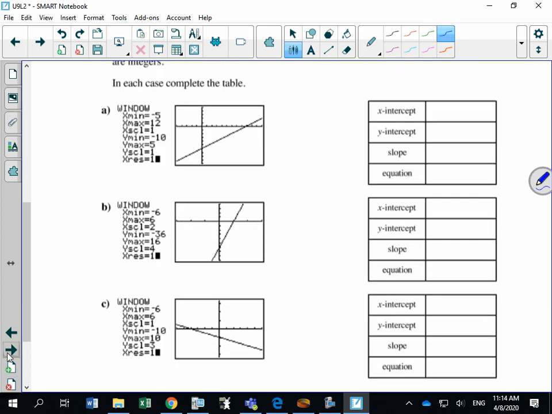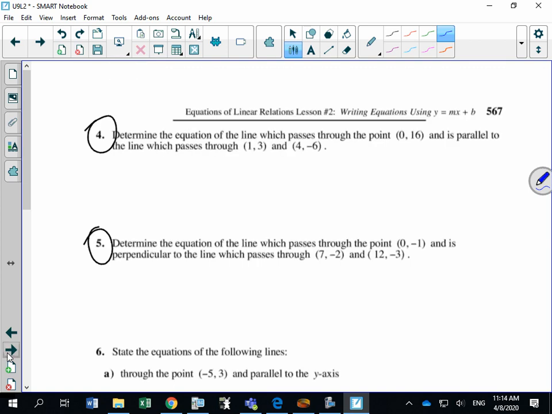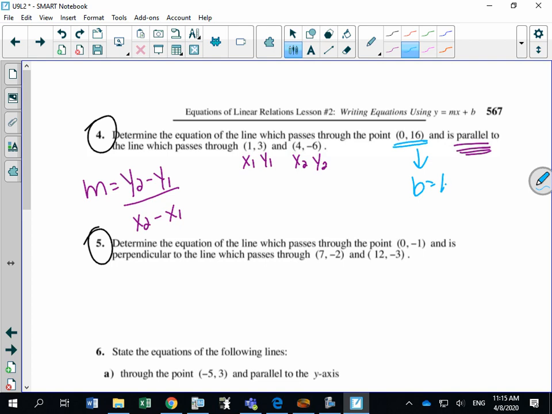And then from there, I want you to do number 4. So for number 4, here's your 2 points. Calculate the slope of those 2 points. Once you have the slope, they want your new equation to be parallel. So parallel means identical slope. And they want it passing through this point. That's your b value.